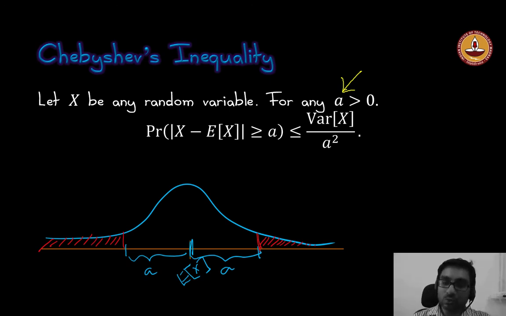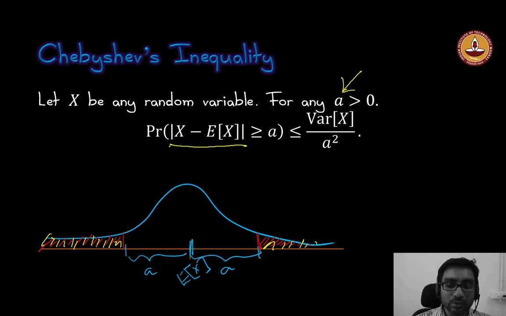In this context, we're not just going to bound the upper tail like we did in Markov's inequality. We're going to bound both the upper and the lower tails. Okay, so precisely speaking, we are interested in the absolute value of x minus e of x being larger than a. And if you think about that, it corresponds to these regions within the distribution.